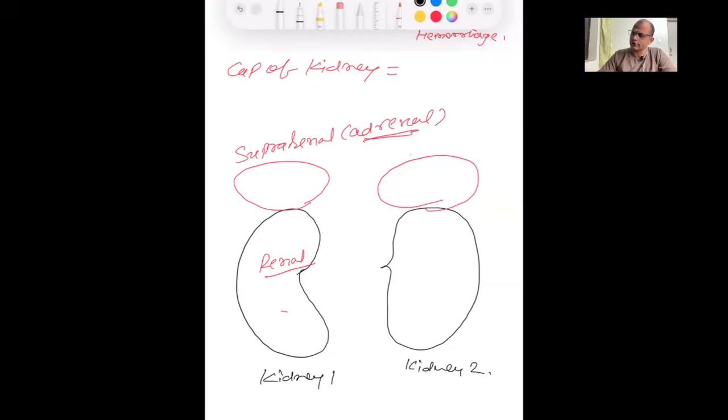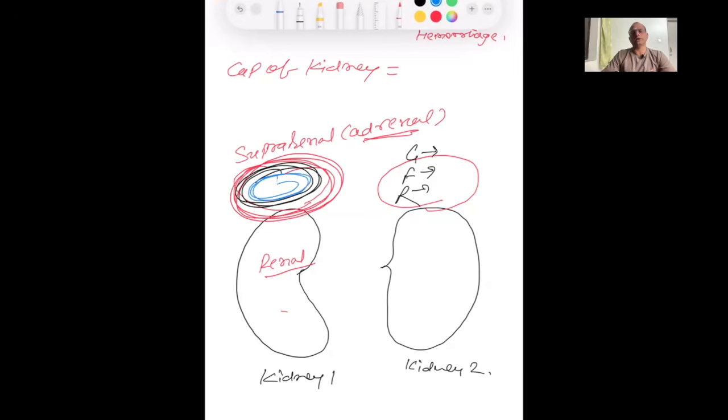So we are understanding GFR. The outermost covering of the adrenal gland is G. The middle covering of the adrenal gland is F. And the inner covering of the adrenal gland is R. So suppose this is the adrenal gland. We can consider the outermost covering is G, the second covering is F, and the inner covering is R. So the adrenal gland is having 3 coverings, that is called GFR.